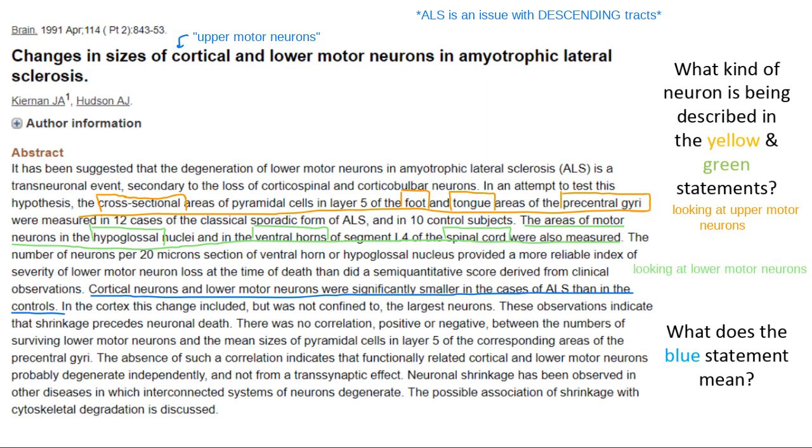The goal of this study was a chicken or an egg type thing. Is it that we aren't sending the messages in the brain to make contraction happen? Or is it my neurons that synapse with the muscle tissue that aren't getting the message, that aren't sending the message? We looked at both of these types of neurons to figure out which ones were smaller. Who's dying first, basically? Is it the ones in the brain or is it the ones in the spinal cord? Who's not working? Well, my blue statement tells us who's not working. Cortical neurons and lower motor neurons were significantly smaller in the cases of ALS than in the controls.